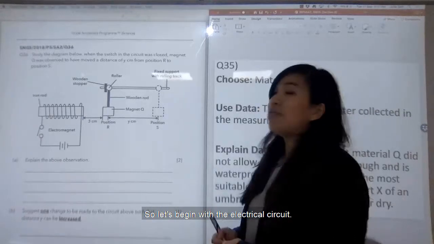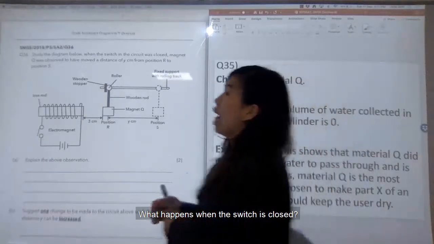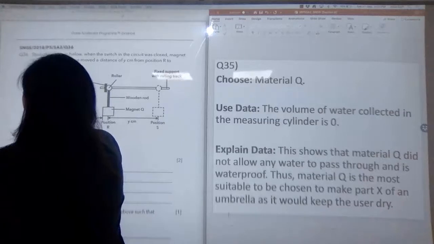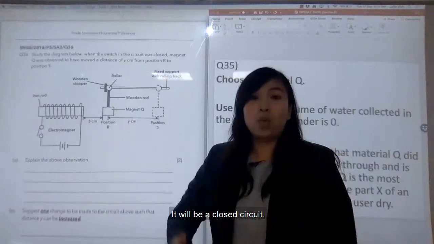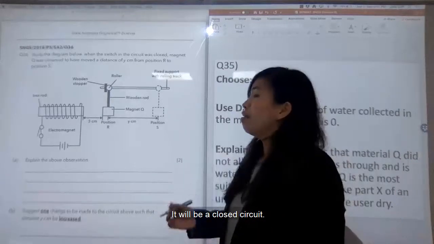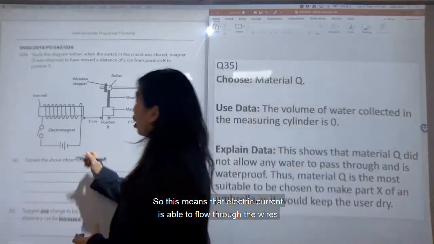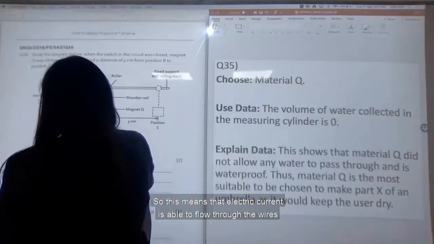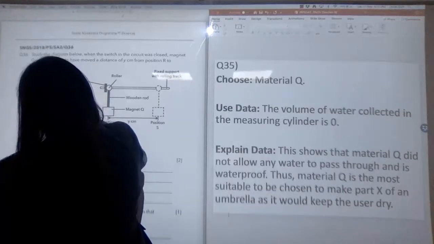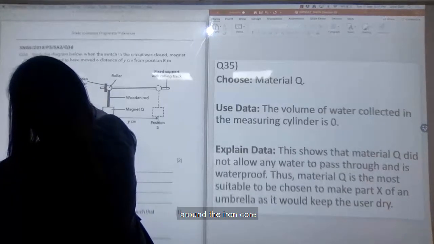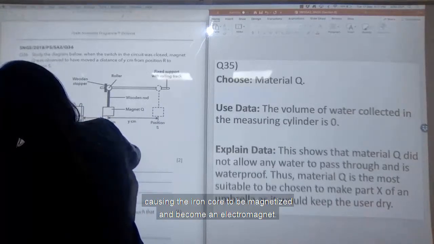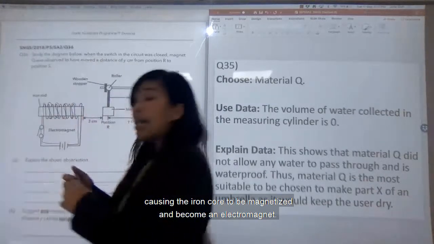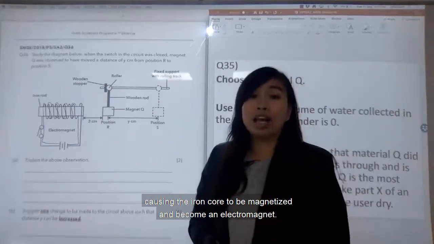So let's begin with the electrical circuit. What happens when the switch is closed? Is there going to be a closed or open circuit? It will be a closed circuit. So this means that electric current is able to flow through the wires around the iron core, causing the iron core to be magnetized and become an electromagnet.